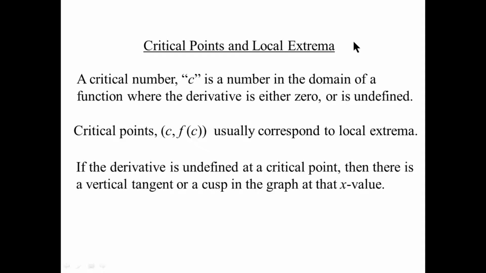If the derivative is undefined at a critical point, then there is a vertical tangent or a cusp in the graph at that x value. That would be an interesting point because it would be in the domain of the actual function, but outside the domain of the derivative.